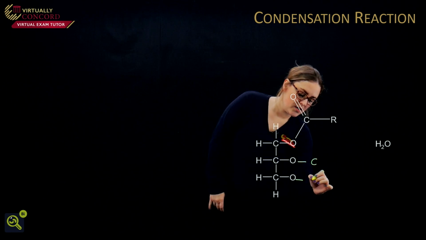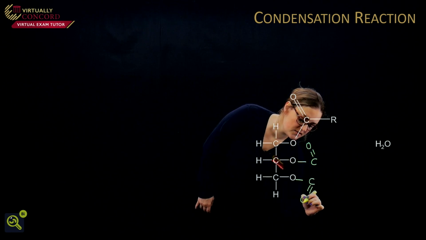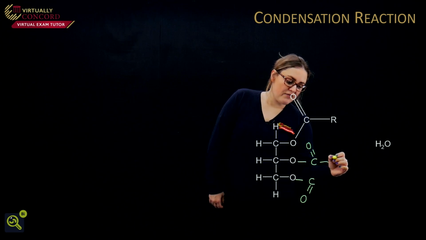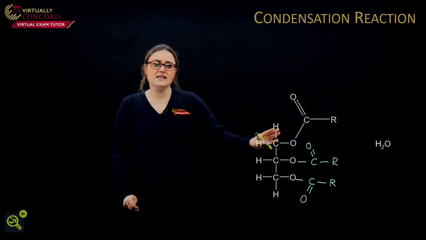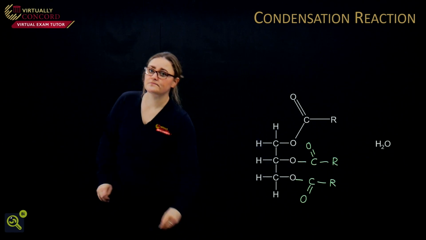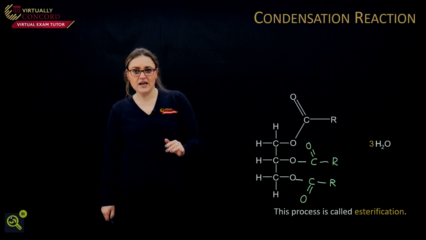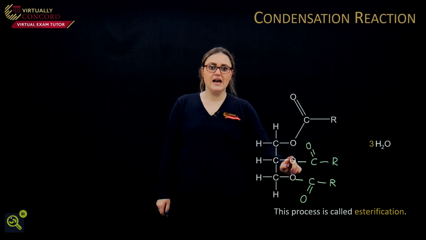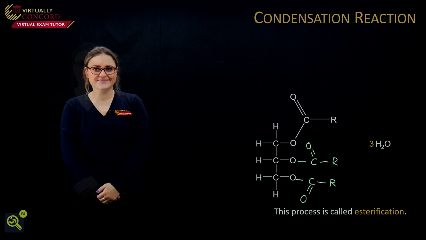We'll have the carbons and we have the double oxygen, and I'll draw this one below for space. And then we have that R group over here. So you can see how we can add in our fatty acid chains. This process is called esterification, and we form 3 ester bonds and we form 3 molecules of water.